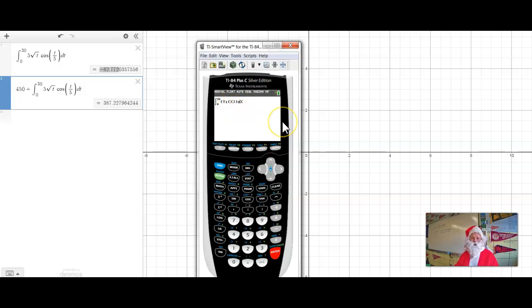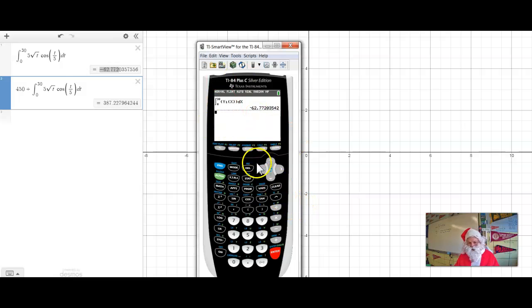Oh, it's calculating. Taking a really long time. There it is, negative 62.7. Okay, the calculator is not quite as powerful as the computer, so it's going to be a little slower. But that's how you do it on your graphing calculator.